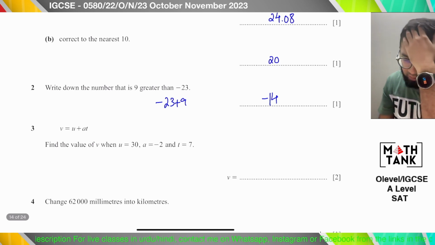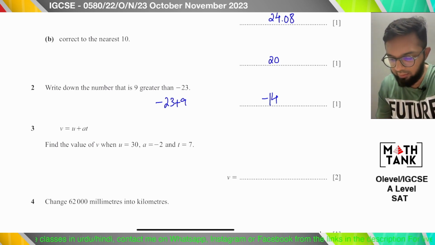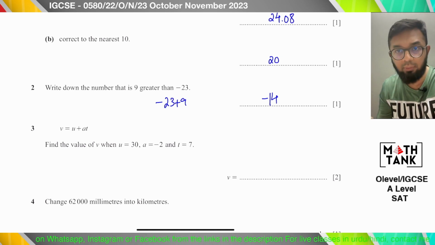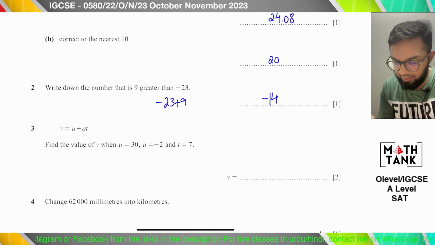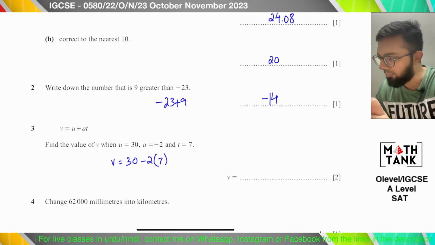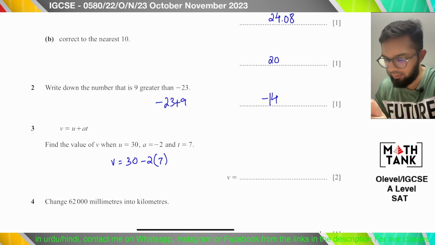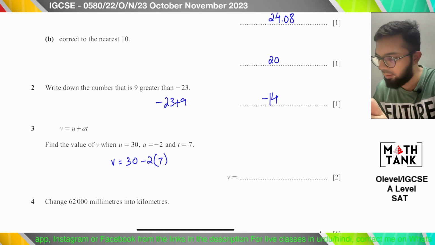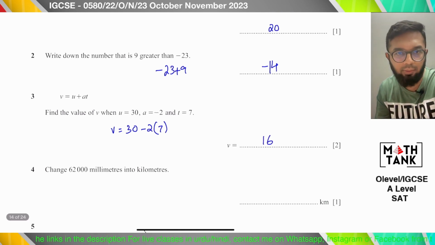Then v equals u plus at. Find the value of v when u equals 30, a equals minus 2 and t equals 7. I think that is simple. 30 minus 2 times 7 minus 7. Yeah, that gives me 16. So I'm going to write 16 here.